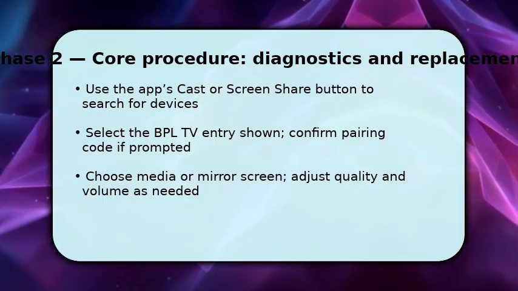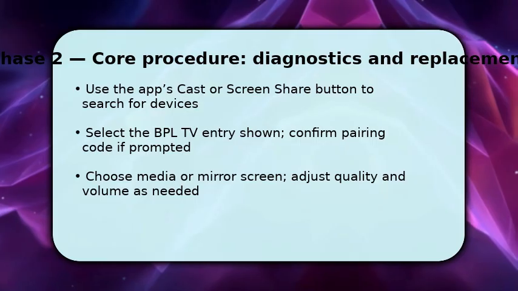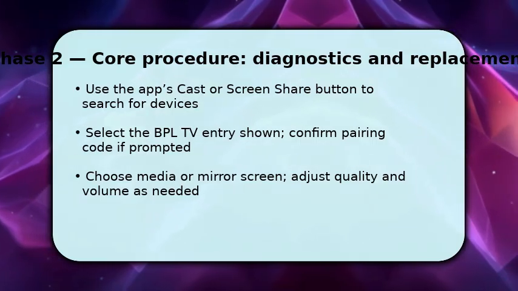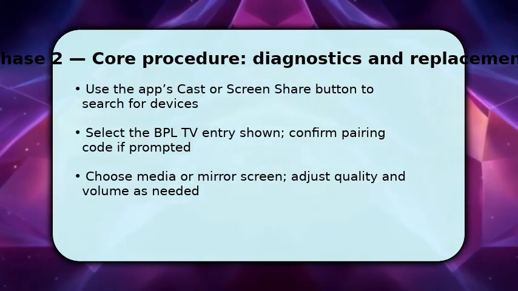After selection, decide whether to play a video file, stream an app, or mirror your screen. Pick the right option and then set playback quality and volume. Keep the app foregrounded while initializing the stream.